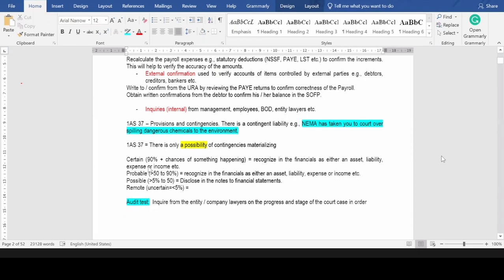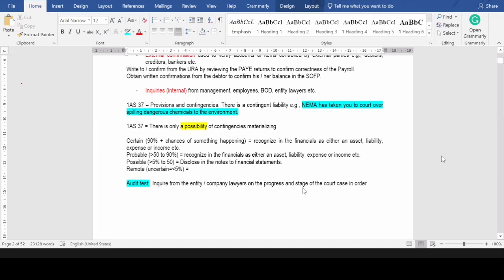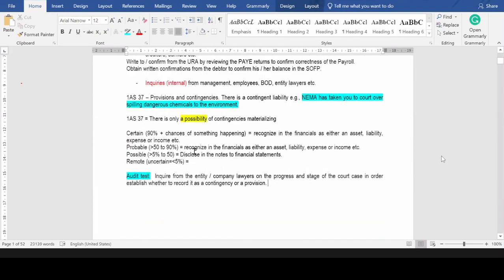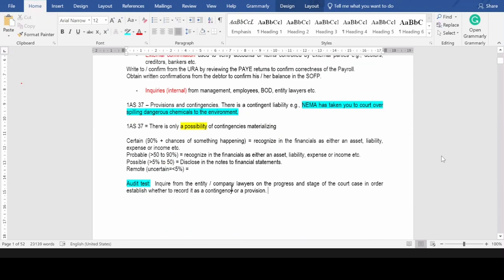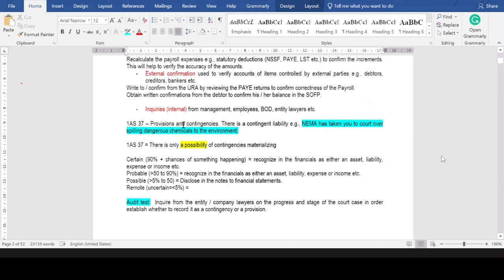So I'm saying that we're using inquiries to audit. We're going to inquire from the entity or company lawyers on the progress and stage of the court case in order to establish whether to record it as a contingent liability, as a contingency, or a provision. That's how we do inquiries. Still, it is a test of details. You're trying to find out the details of the case and then establish whether it has been recorded correctly or not. That's from IAS 37, provisions and contingencies.